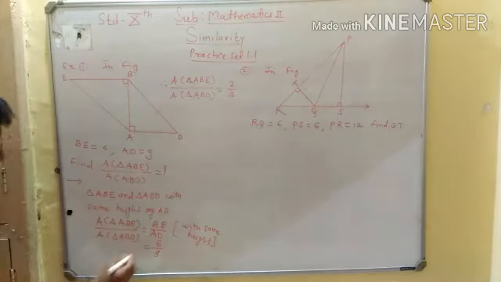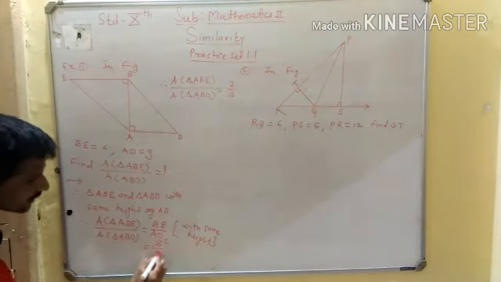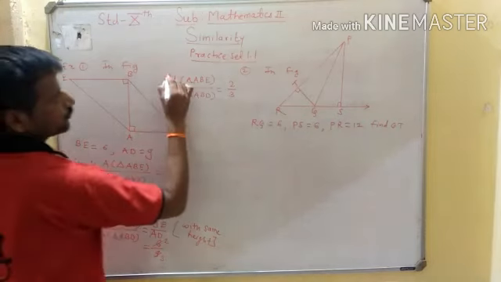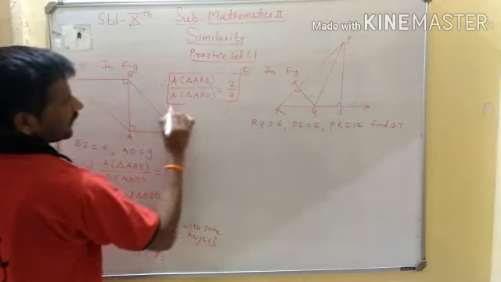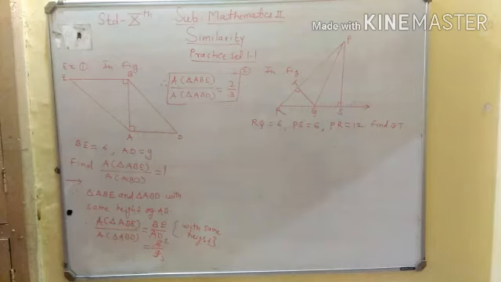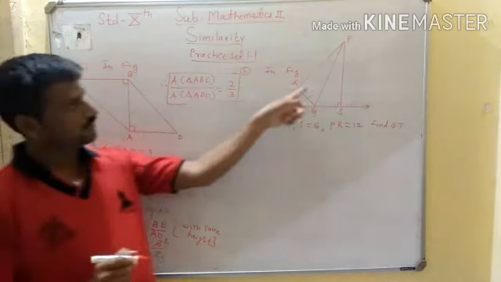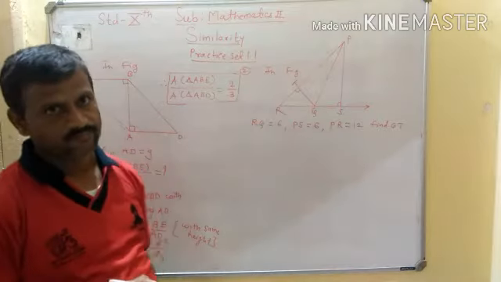Why 2 upon 3? 3 2s are 6 and 3 3s are 9. Then we get the solution. The ratio of those two triangles is equal to 2 by 3. Understand it? Most important example. Okay. Now we are going towards the next example.